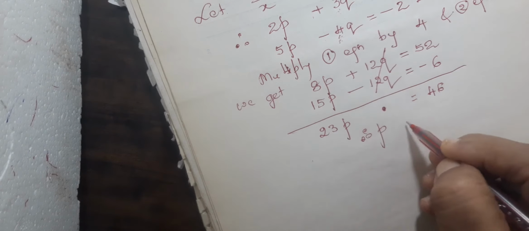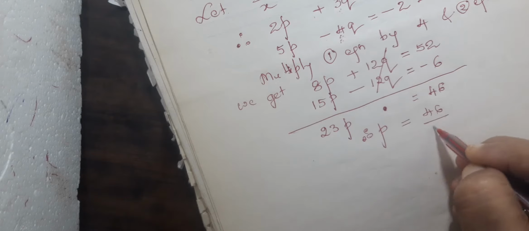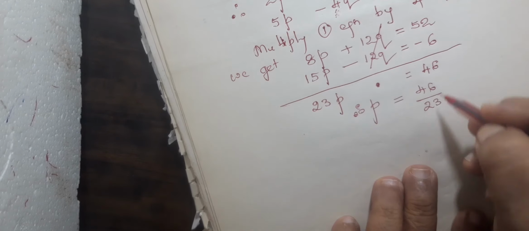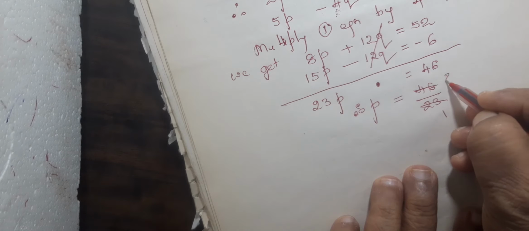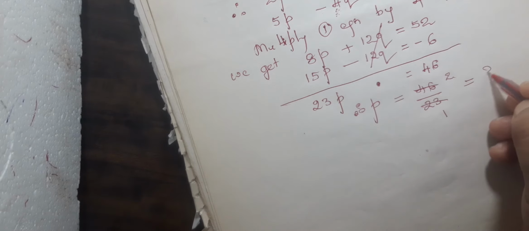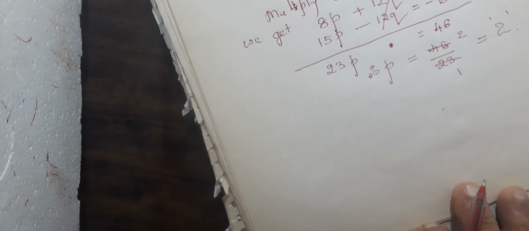Therefore, p is equal to 46 by 23. So 23 ones are 23, 23 twos are 46. So p is equal to 2. We have got now, p is equal to 2.